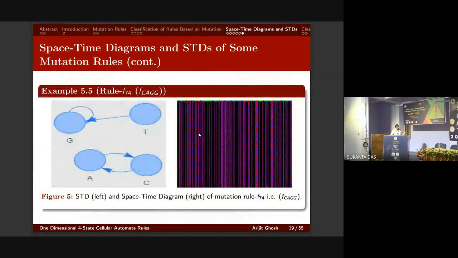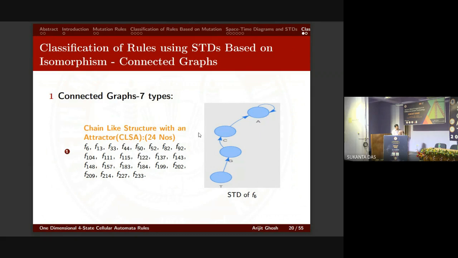Now, by the nature of the mutation rule, since there are four nucleotides, those can be represented as the four vertices of a graph. And by the nature of that rule, one nucleotide gets mutated to another nucleotide, so that can be represented by a directed edge. So by the structure of this STD, they are again classified on the basis of the isomorphism of graphs into two types. They are connected graphs and disconnected graphs. The connected graphs are again classified into seven types.